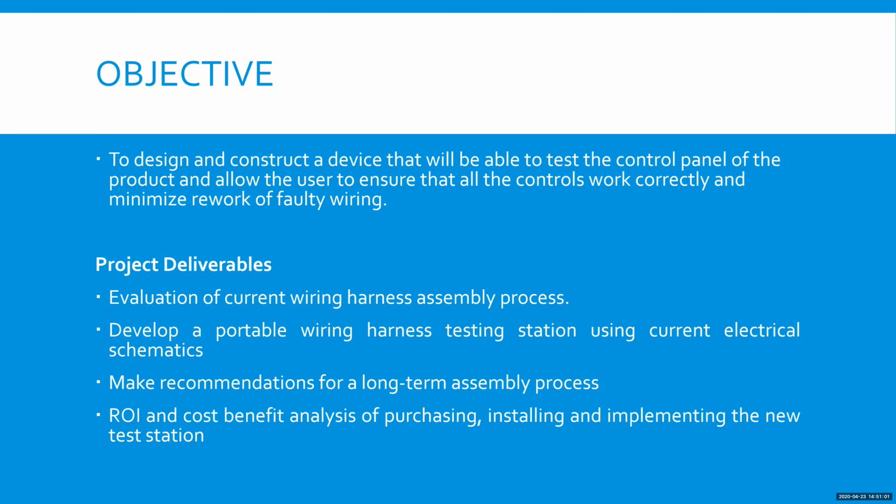So the objectives that FAST wanted: they want us to develop a test device to allow us to test the control panel for the scissor lift that they build. And with this, to be able to minimize the rework time that's caused by it, along with evaluating their current assembly process, making any long-term recommendations on their assembly process, and the ROI and cost-benefit analysis of purchasing, installing, implementing, and building our test station.